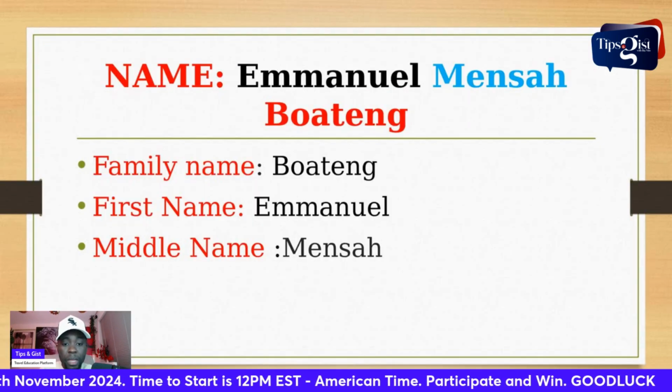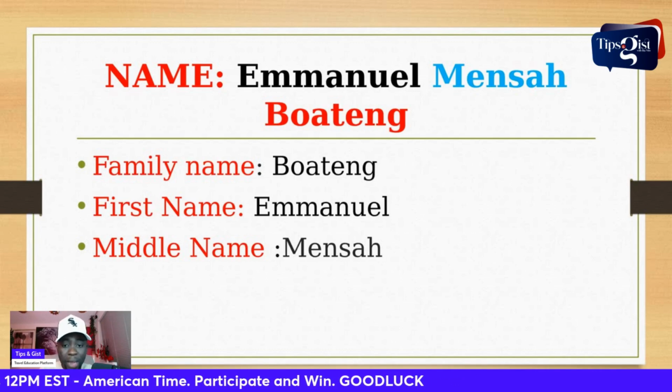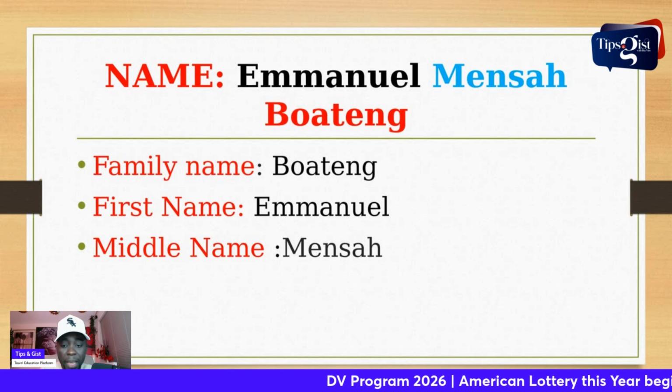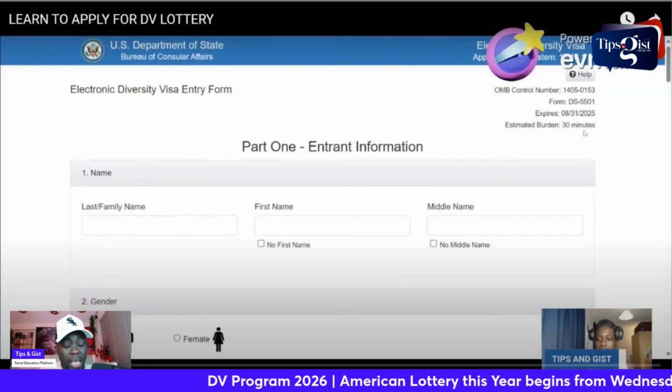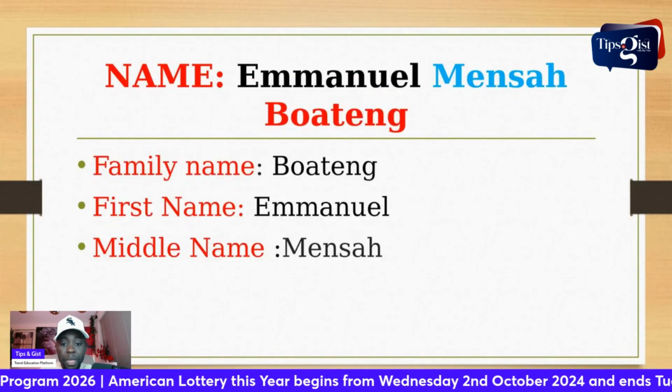All right. Another example is Emmanuel Mensah Boateng. In this case, Mensah is a middle name. So Emmanuel goes to the first name, Boateng goes to the family name, and the middle name is Mensah. So Emmanuel is going to key in the exact names at the appropriate spaces.